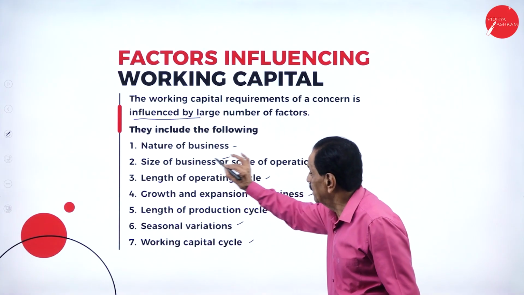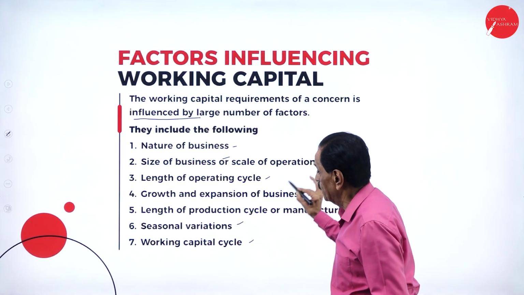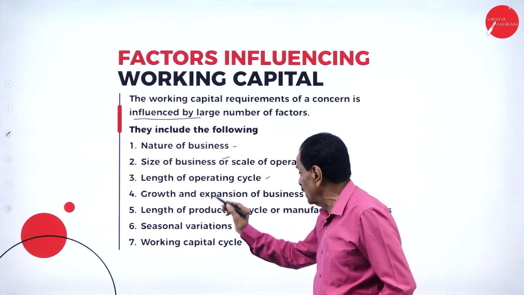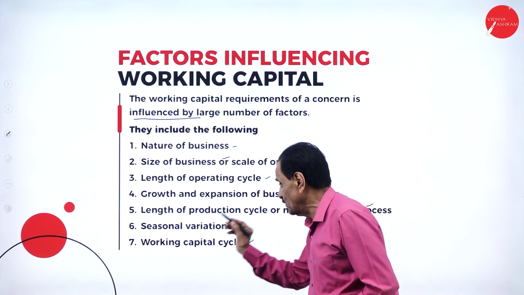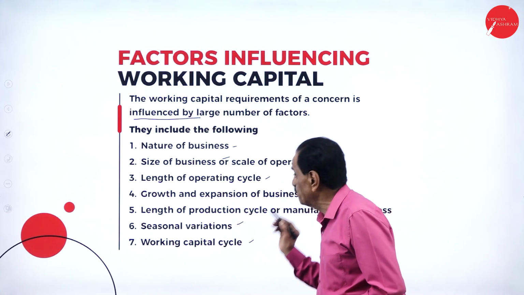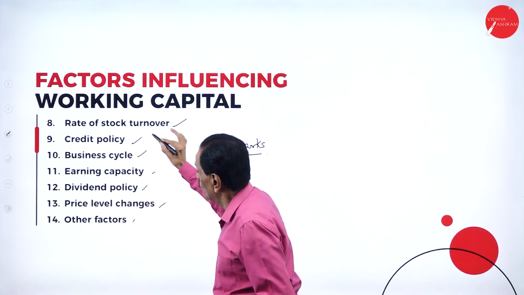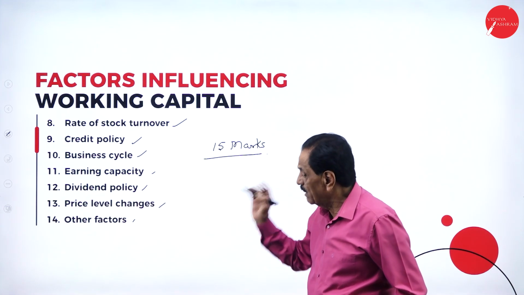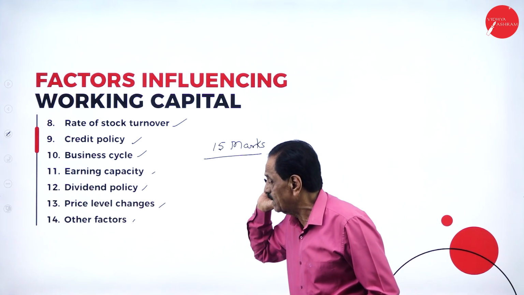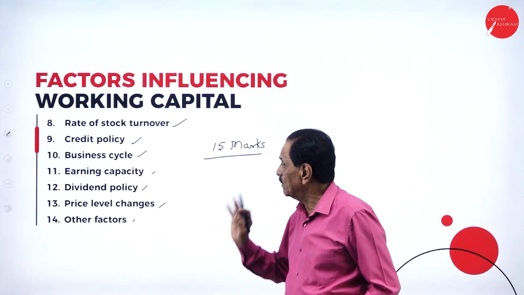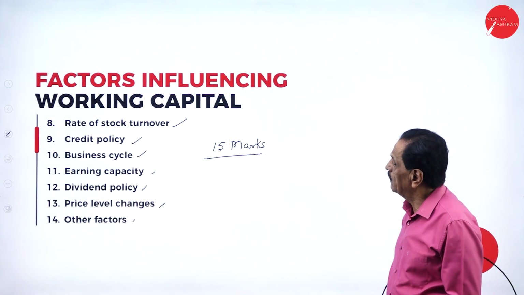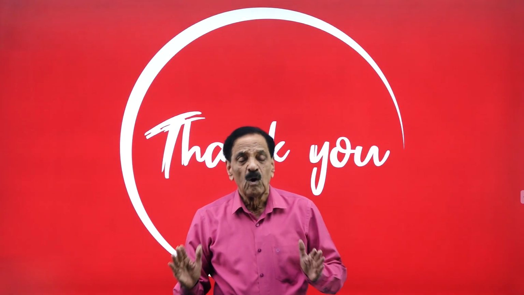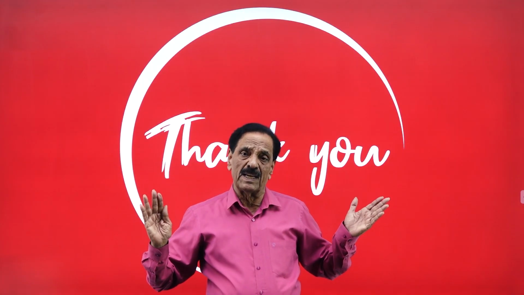The points are: nature of business, size of business, length of operating cycle, growth and expansion of business, length of production cycle, seasonal variation, working capital cycle, rate of stock turnover, credit policy, business cycle, earning capacity, dividend policy, price level changes, other factors. You must take into account these points. You have to explain one by one. Hope I've explained everything here. All the factors, all the 14 points, I've explained in detail.